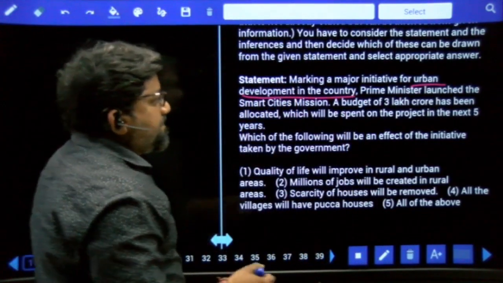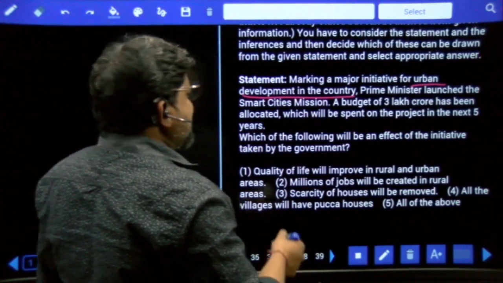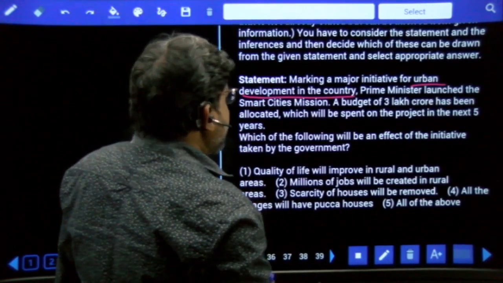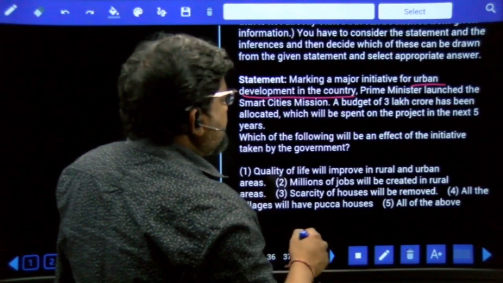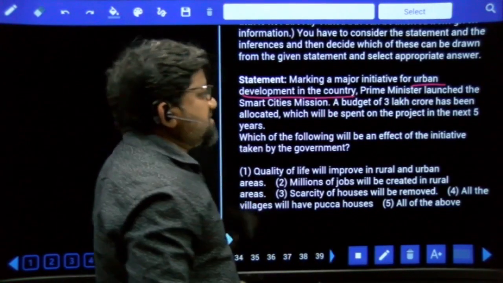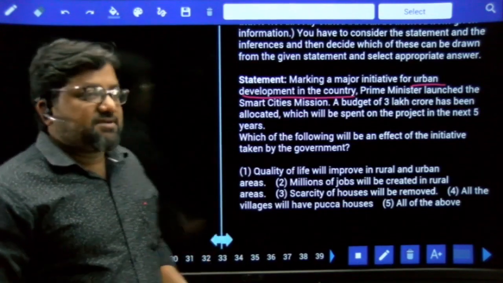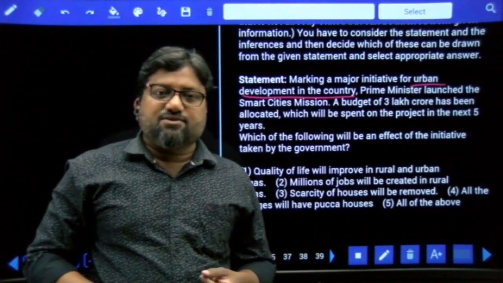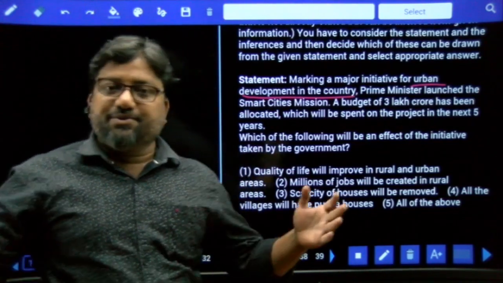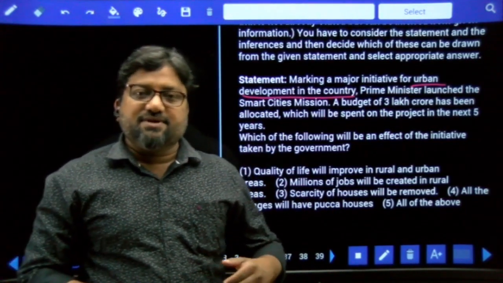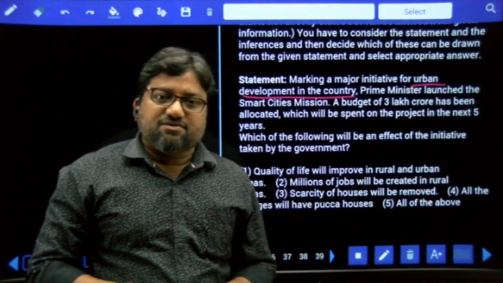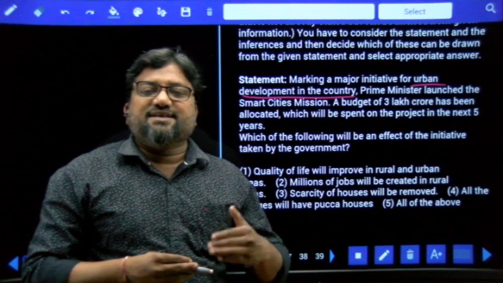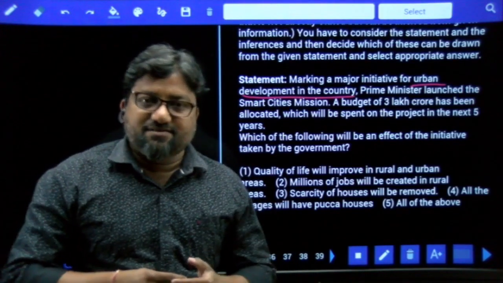Okay, fine. Prime Minister launched the Smart Cities mission. A budget of 3 lakh crores has been allocated, which will be spent on the project in the next 5 years. So, Smart City mission. They want to develop urban areas. The Prime Minister has announced 3 lakh crores, which is a huge amount of money, and this will be spent over a span of 5 years. Always remember one thing: smart cities. They want to develop the infrastructure. They want to develop the cities.